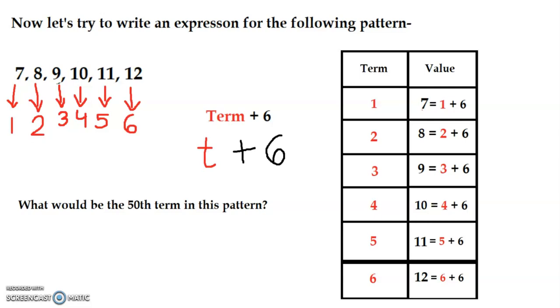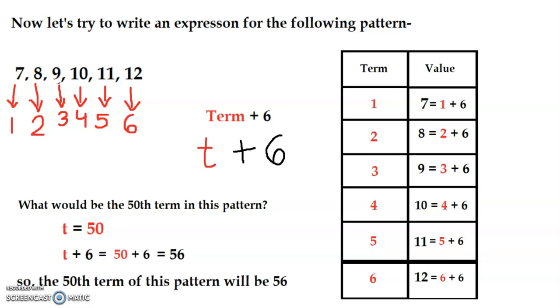Now let's try to find out what will be the 50th term in this pattern. Since we know the expression, we can just put the 50th term number, that is T equals 50, in this expression and we can easily get the result. So here T is 50 because we are talking about the 50th term. So T plus 6 will give us 50 plus 6, that is 56. So the 50th term of this pattern will be 56.